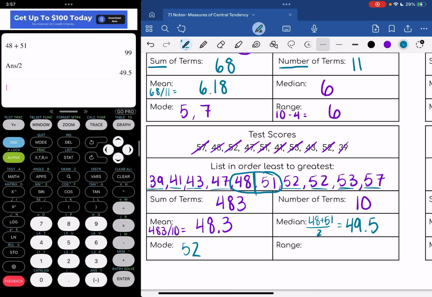And the last thing is our range, 57 minus 39. 57 minus 39 is 18.